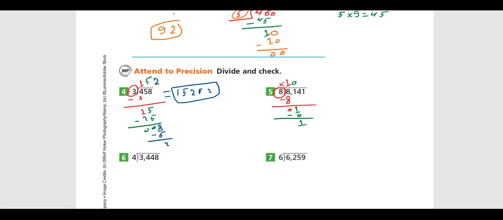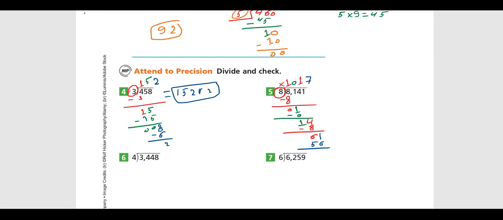Copy down 4. How many 8 in 14? It's 1. 8 times 1 is 8. Subtract, it will be 6. Copy down 1. How many 8 in 61? 7. 7 times 8 is 56. Subtract.